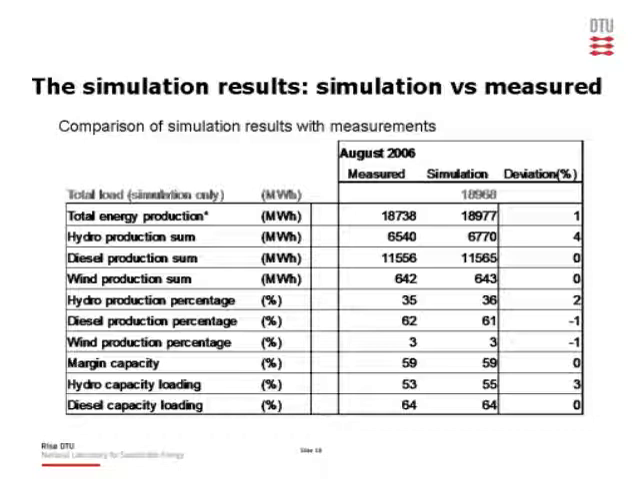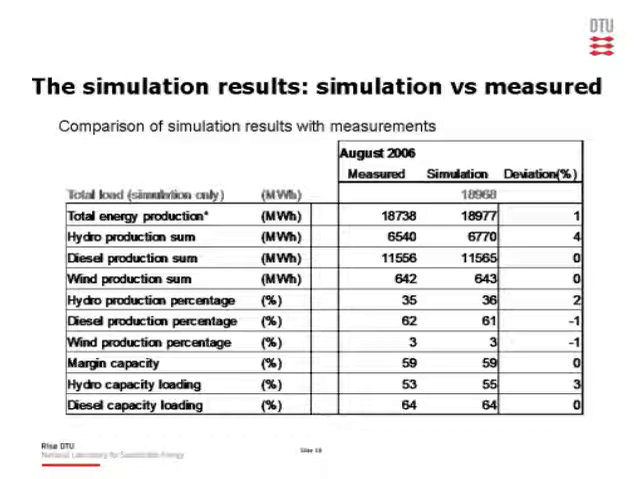This is from August 2006, a fairly dry month. Down on the left-hand side here, we have the different production sums. This column is what was measured in the system. These are the simulation results, and this is the deviation between the two. And as you can see, we're quite happy that the deviations are fairly small.